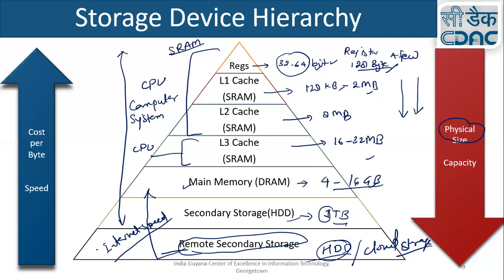As you move from bottom to top on this triangle, your cost per byte, meaning price, money, increases and speed also increases.